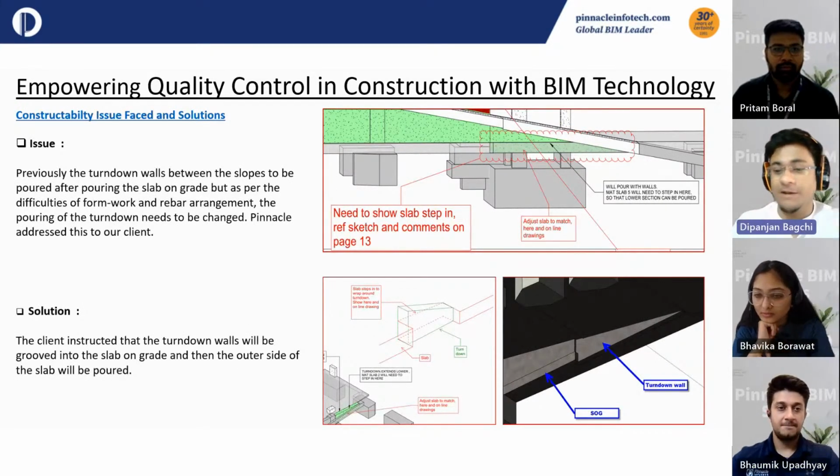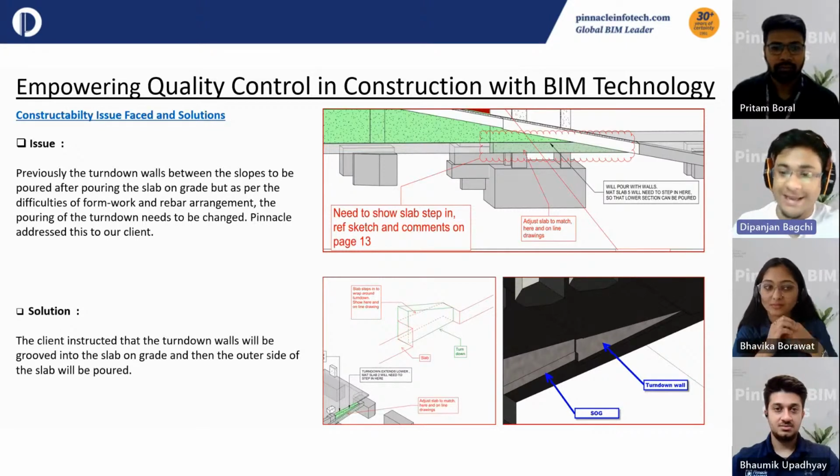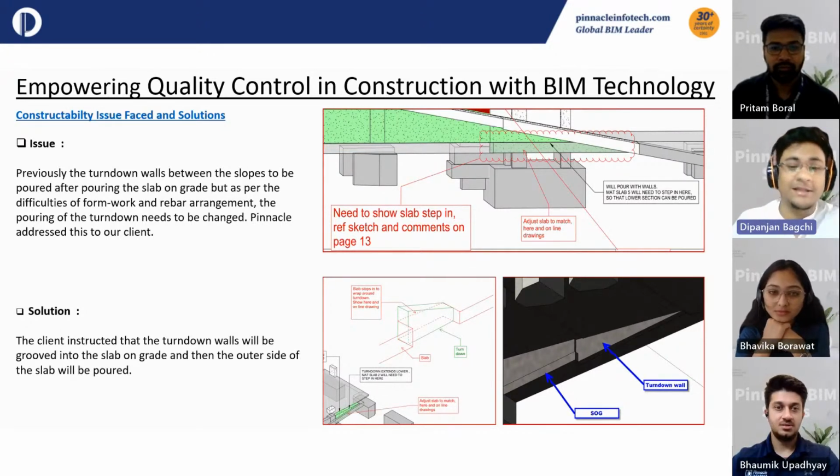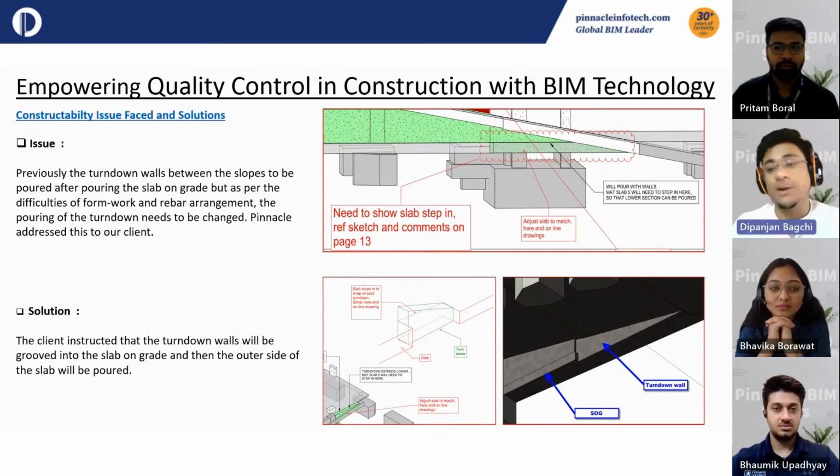Another one, this is one of my favorites because it sometimes relates to design aspects as well. You can see the turn down wall is poured after pouring the slab on grade, but because of the difficulties of formwork and rebar arrangement, the pouring of the turn down needs to be changed. So Pinnacle addressed this to our client. The client instructed that the turn down wall will be grouped into the slab on grade, and the outer side of the slab will be poured together, just like a monolithic structure.